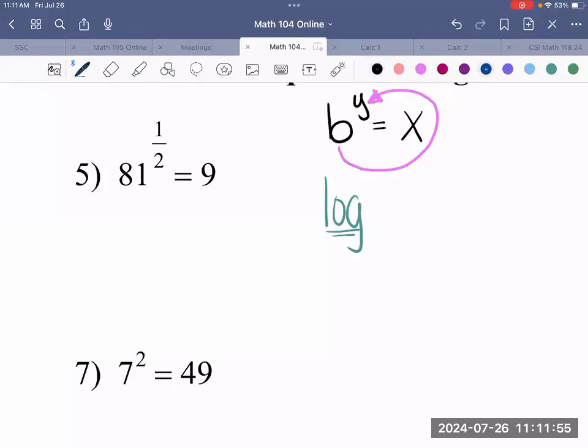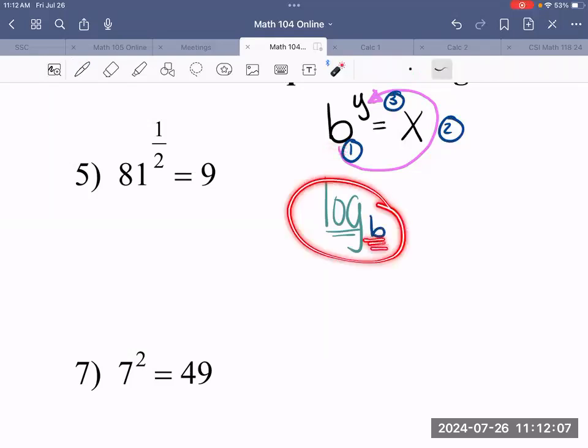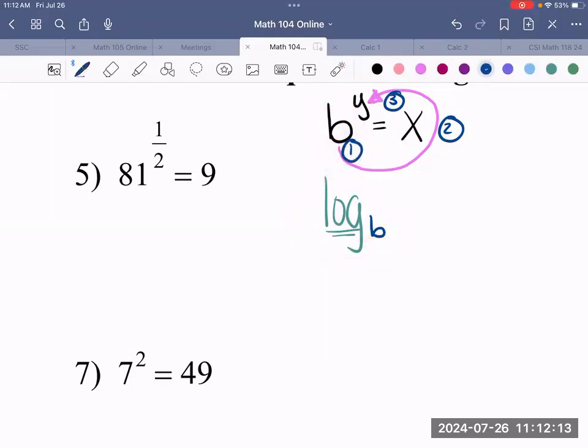So again, the order in which you're writing is the order in which you're swooping. So we have log base b here, and these bases must match. This is the base of the logarithm found right here, and your base of the exponential, the one with the exponent, is found right here. And then your next thing to write, we have x is equal to the last thing, y.